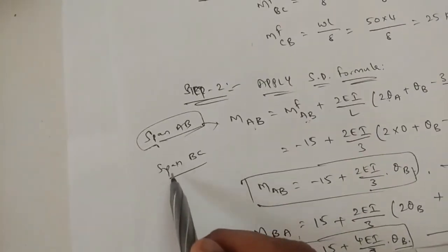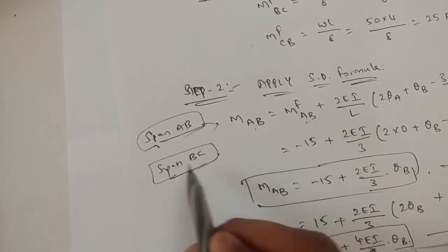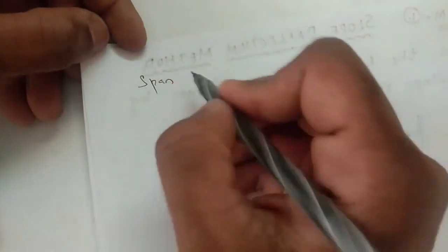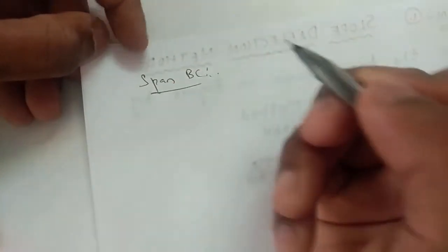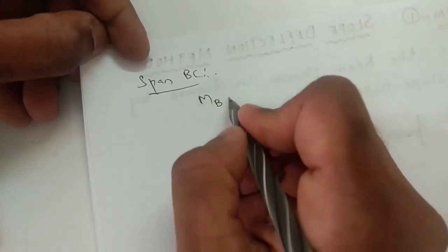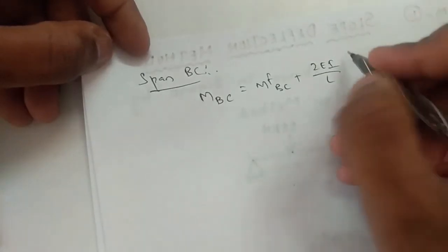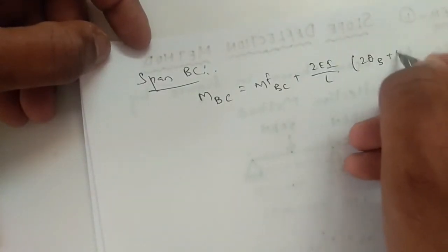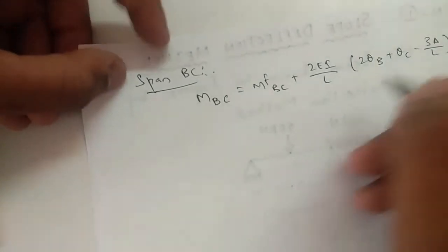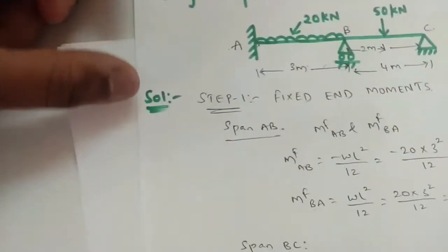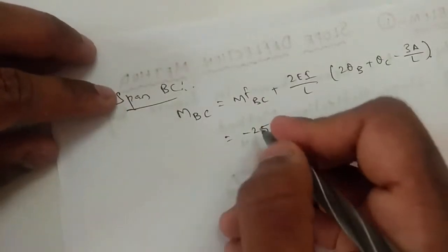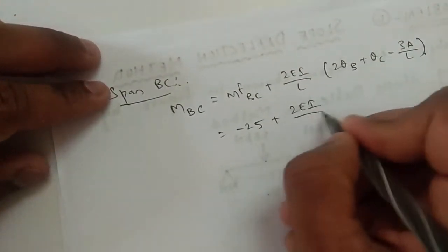Now I have to apply the slope deflection formula in span BC. For span BC, formula MBC equals MFBC plus 2EI by L into 2 theta B plus theta C minus 3 delta by L. MFBC value minus 25. Substitute MFBC value minus 25, 2EI by L.